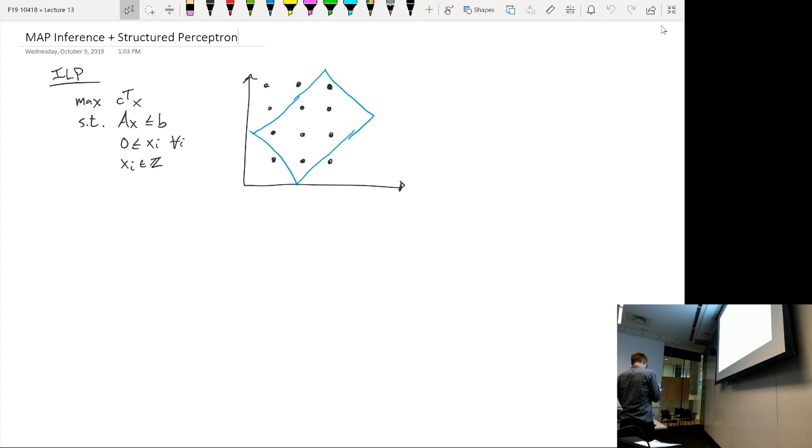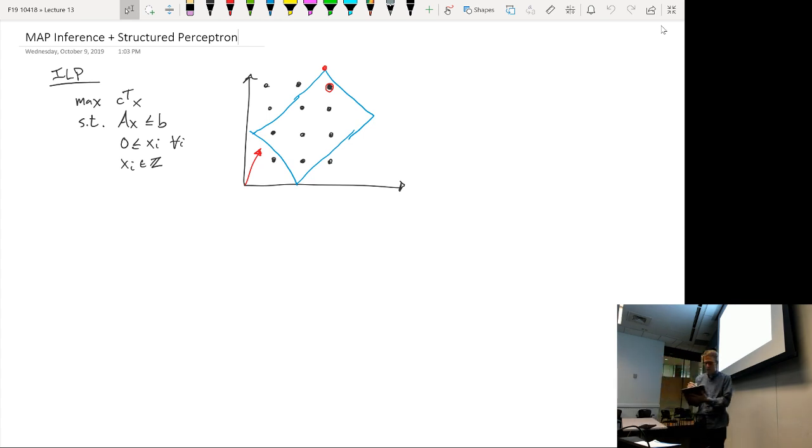And we could say then that our objective function, C transpose X, corresponds to a vector pointing in this direction. And so crucially what we observe is that the LP opt is at the top corner of that blue rectangle, whereas the true opt of the ILP is this top point.